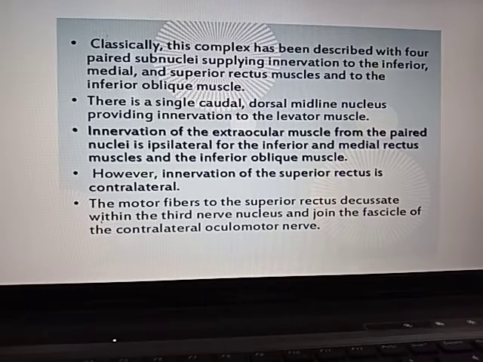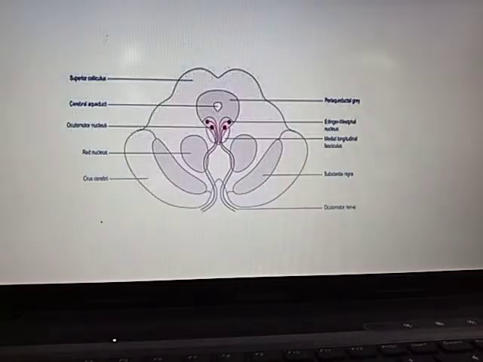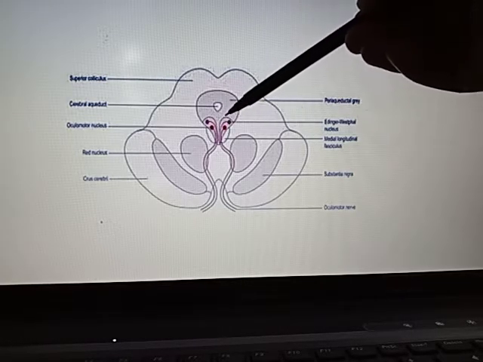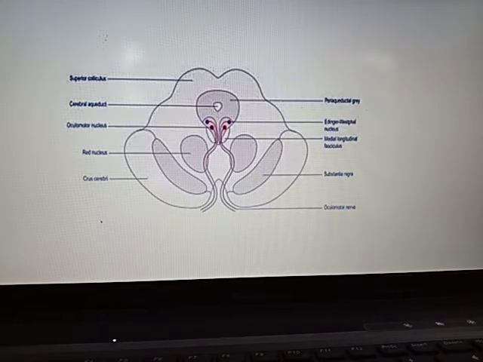muscle. However, innervation of the superior rectus is contralateral. The motor fibers to the superior rectus decussate within the third nerve nucleus and join the fascicles of the contralateral oculomotor nerve. Only the superior rectus is supplied by both sides of this oculomotor nerve. This is the aqueduct and this is the nucleus of this oculomotor. It contains the oculomotor nucleus and the Edinger-Westphal nucleus.